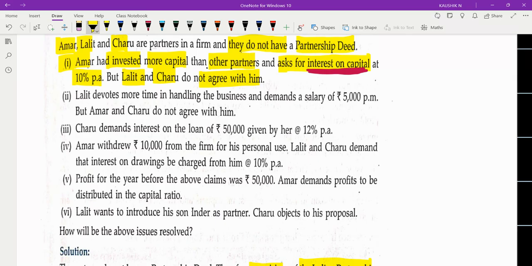Okay. Move on to the second question, Gana. What is mentioned in the second question? Yeah, read the question, Gana.